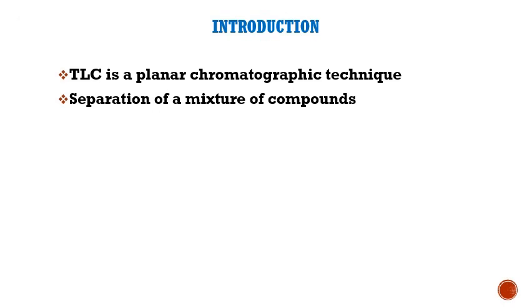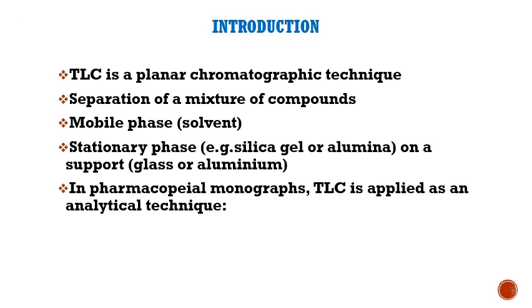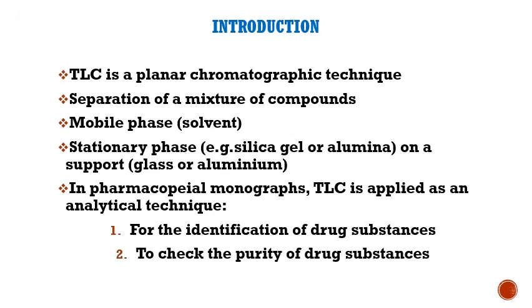It is used for the separation of a mixture of compounds in which the chromatographic system consists of a mobile phase or solvent or eluent, which is usually an organic solvent, and a stationary phase such as silica gel or alumina, which is held on a support such as glass or aluminum sheet. The applications of TLC in pharmacopoeial monographs is for the identification of drug substances and or to check the purity of drug substances.